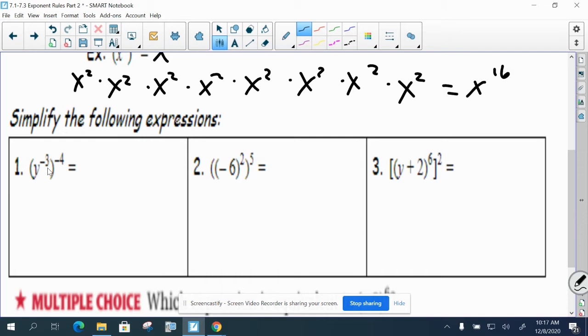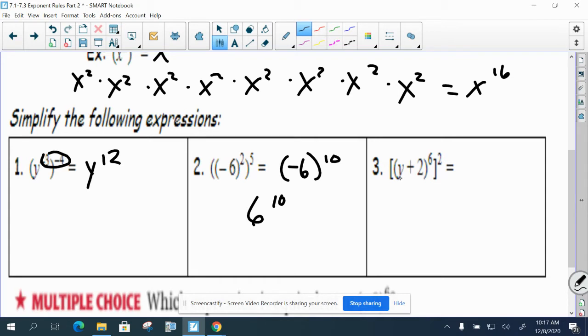So y to the negative third to the negative fourth. You'd multiply negative 3 and negative 4 to be positive 12. So y to the 12th. All right, here you do 2 times 5, it'd be 10. So negative 6 to the 10th. But remember from the last lesson that you can't write parentheses in your final answer. So we would have to decide if this is positive or negative. Since the exponent is even, this would come out to be positive 6 to the 10th power.